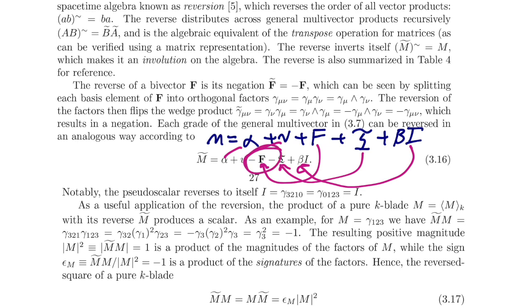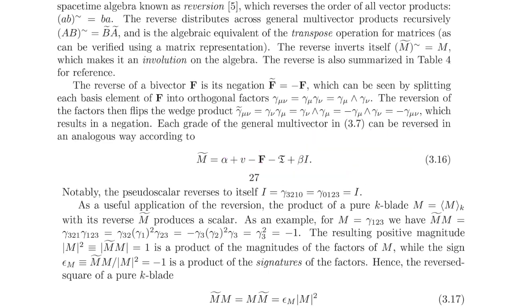So the only two things that change sign when you do a reversion on M are its grade 2 and grade 3 components, which is kind of interesting. Grade 2, grade 3 change, but the others don't. So there are these little non-symmetrical behaviors inside the geometric algebra that really do all of the crazy bookkeeping for us, which is really fun to flush out.